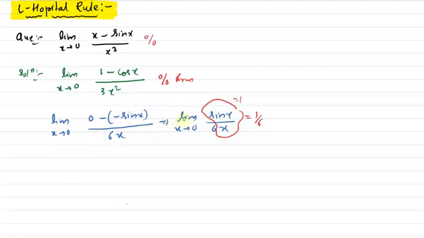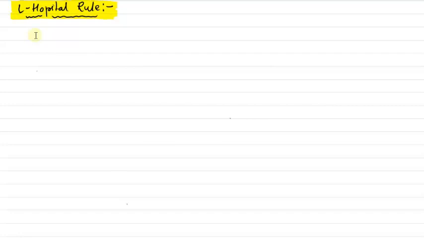And if you don't want to use the standard limit, if you put 0, it will again become 0 by 0 form. So let's apply L'H rule once again. Limit x tending to 0, differentiation of the numerator, sin x, will give cos x, divided by differentiation of 6x, which gives 6. Now if you put the value of x as 0, it is no longer indeterminate. Cos 0 will be 1, and the denominator is constant itself, so it will be 1 by 6. Is it clear? So alright guys, now moving on to the last question.